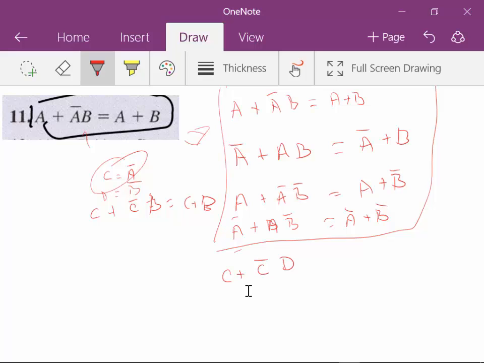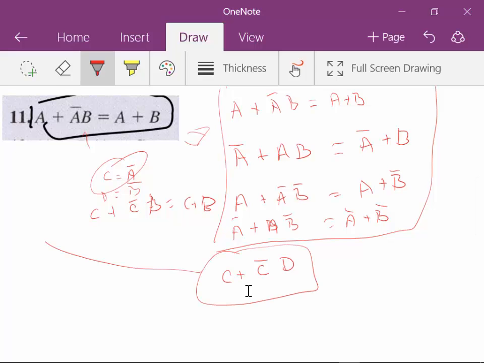See, this is in the same form as that right there. Because I replaced A naught with C and B naught with D, if I went back and replaced them again, I end up with this statement right there. So again, that goes back to the understanding of that there.